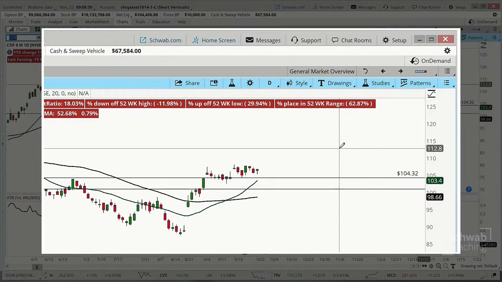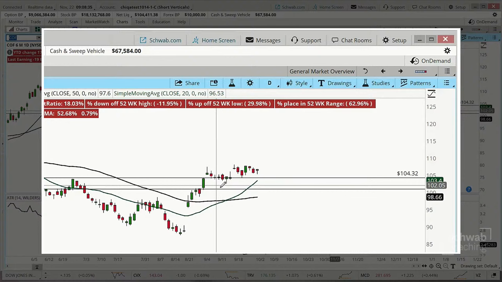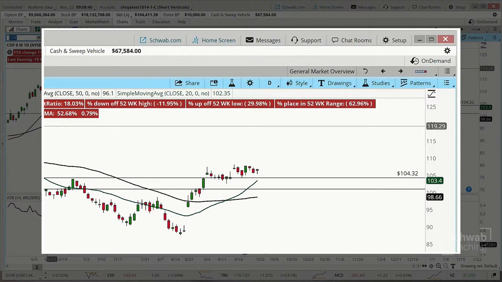All right. If we want to look at it from a theoretical probability standpoint, which sometimes can be beneficial, we can come back over here to the monitor tab.